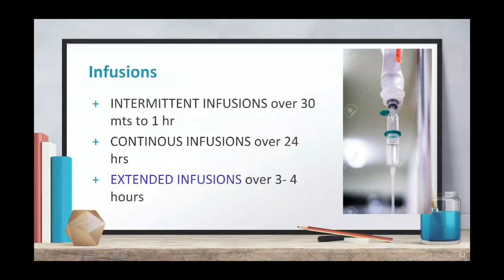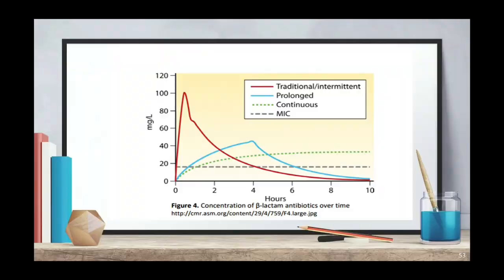So for unit level interventions, infusions are of three types. Intermittent infusions, that is over 30 minutes to 1 hour. Continuous infusions, that is over 24 hours. And the third one is extended or prolonged infusions, over 3 to 4 hours. Most of the time, continuous infusion is not a practical option. So, in the case of beta-lactams, we have to think about prolonged or extended infusion.